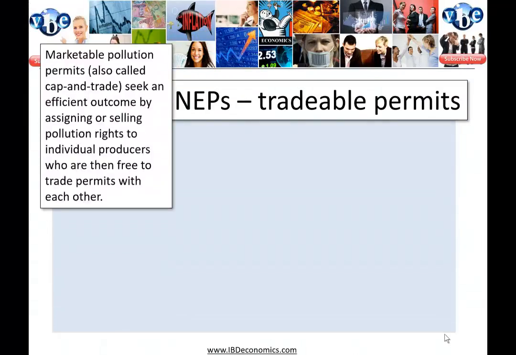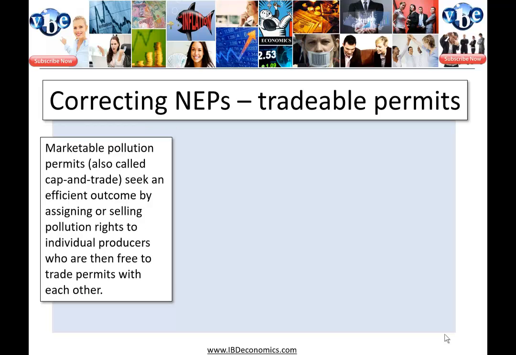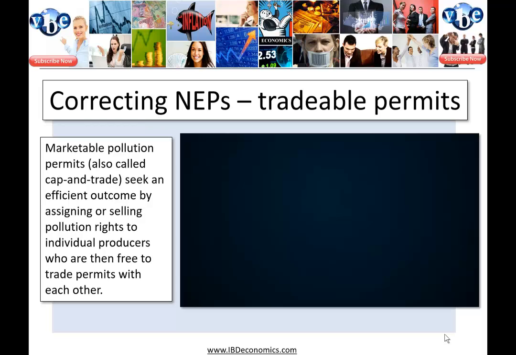We can use tradable permits to correct for negative externalities of production.